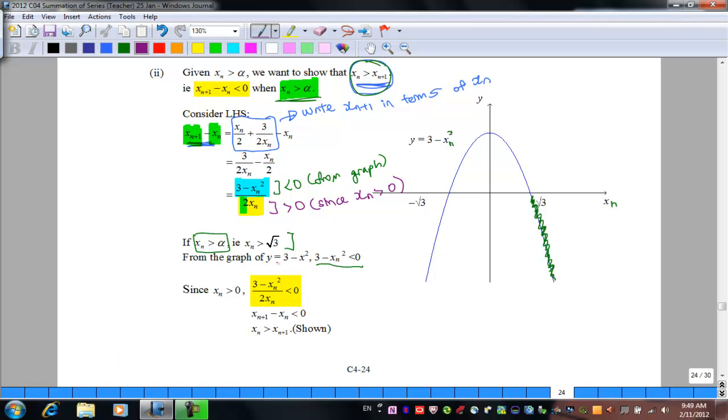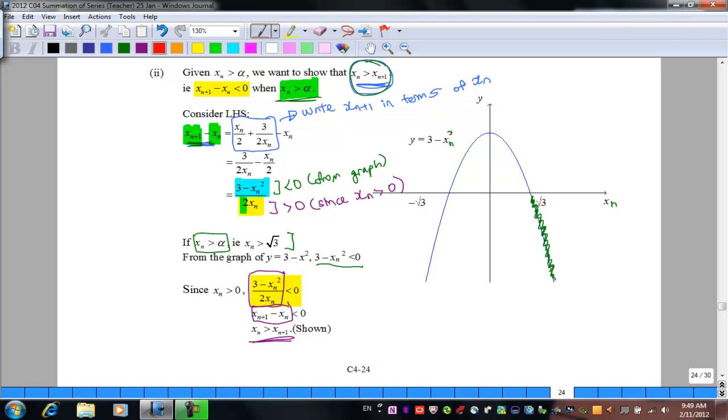But how did we get this expression? Remember that this expression is simply xn plus 1 minus xn. So what I've done is, shifting everything back, I therefore know that xn must be greater than xn plus 1. So what is the crux for tackling these kind of questions?